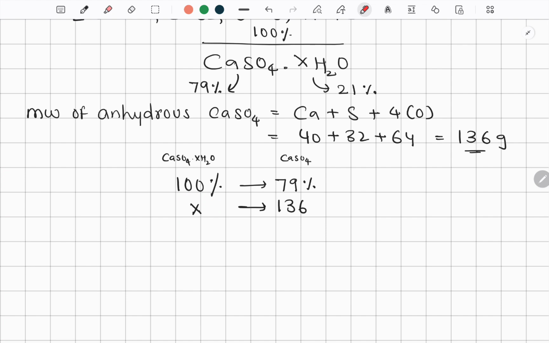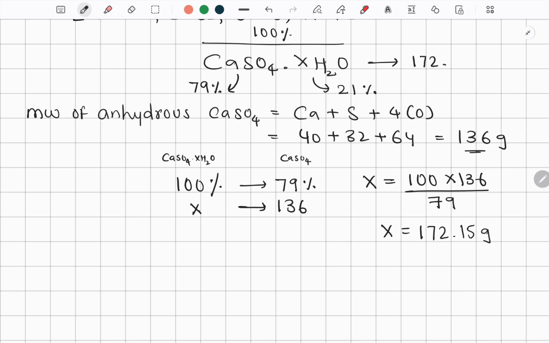Yes, it's very easy. The total weight would be equal to 100 into 136 divided by 79. When you solve this part, you get the answer equal to 172.15 gram. That means the total weight of CaSO4.XH2O is 172.15 gram. Correct?